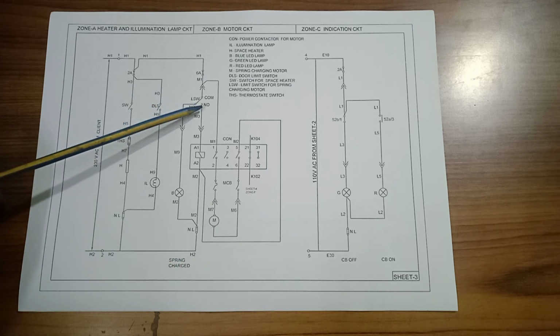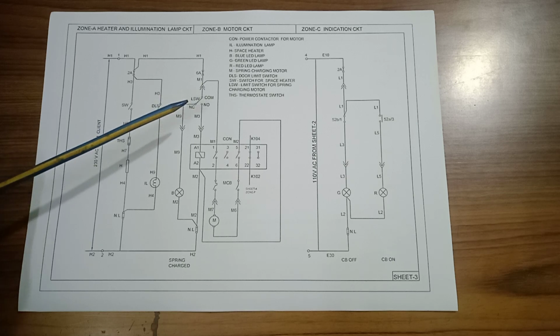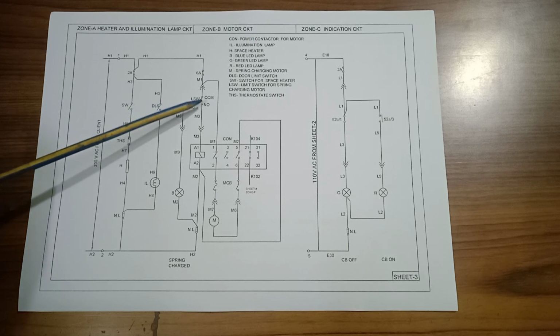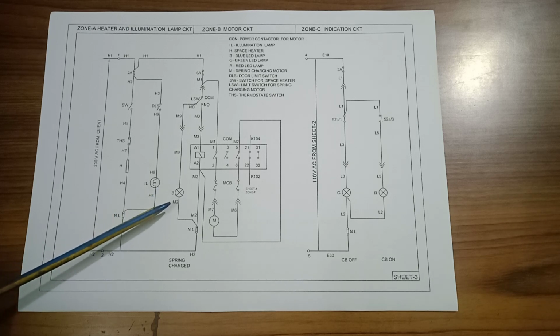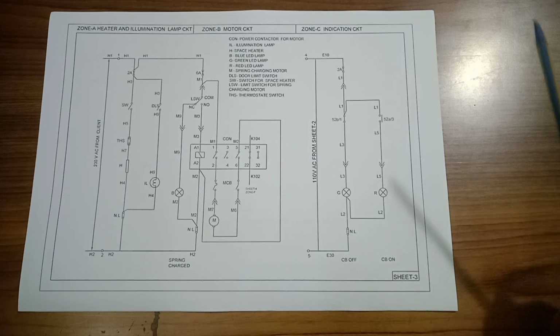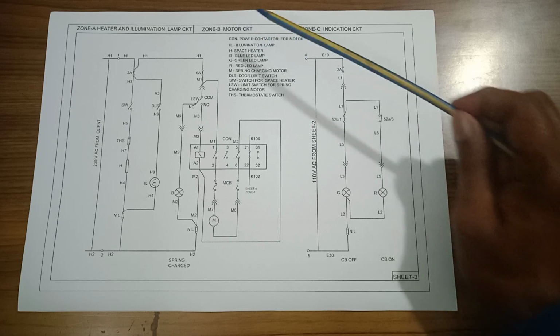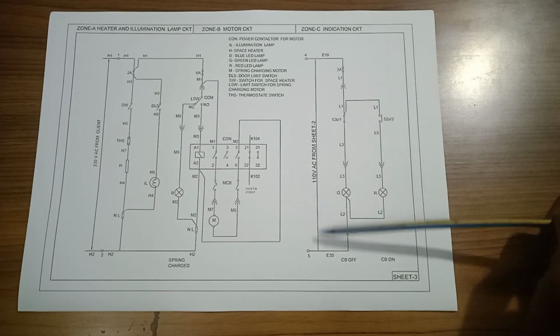The contact is made between common and NO. When the charge is complete, the limit switch goes from NO to NC and the blue LED lamp glows, and this is the indication circuit. Zone C, indication circuit. Zone B, motor circuit. Zone C, indication circuit.